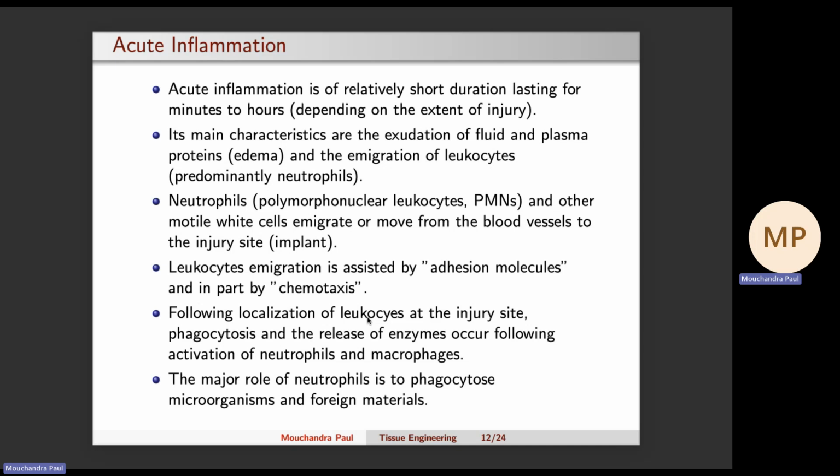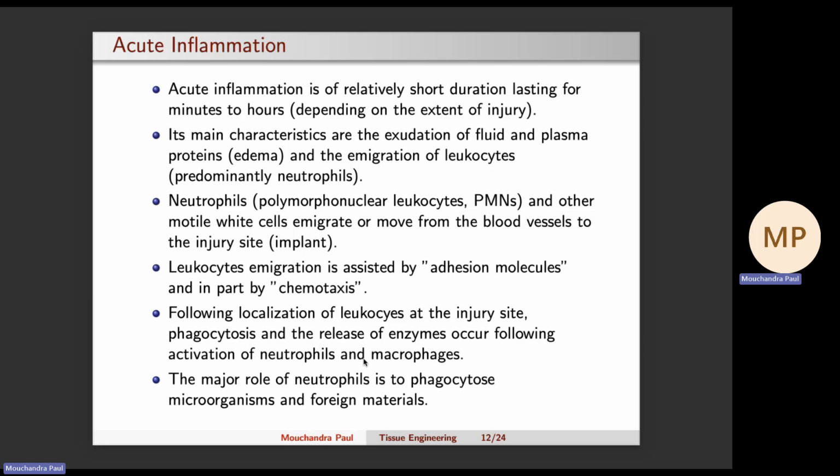Now, following localization of leukocytes at the injury site, once the leukocytes have come, the process of phagocytosis will begin, which is the process where the cell tries to engulf the entirety of dead cells. In this case, the cell will try to engulf the implant. For that, the cell will try to secrete some enzymes like protease, etc., to break off or neutralize that, so the cell chops it into smaller pieces and it becomes easy for the cell to phagocytose. That seems logical, I hope.